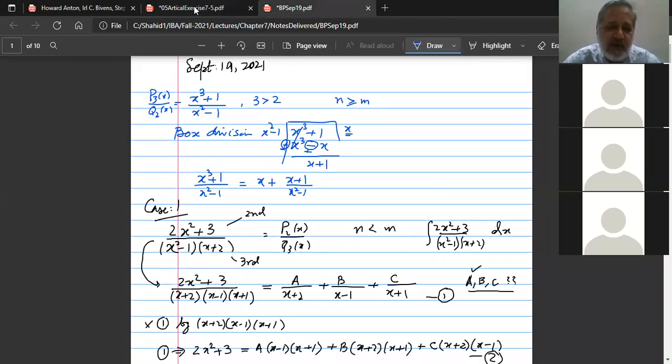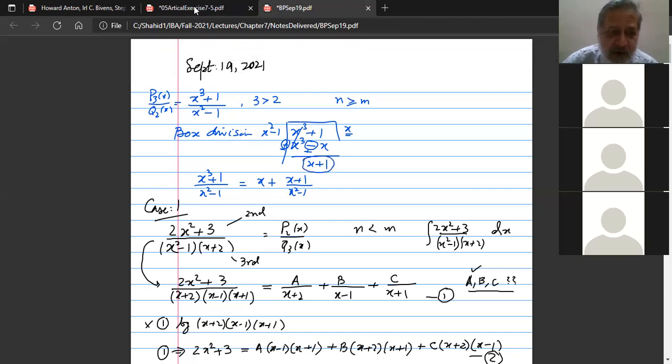This is a situation: x cube plus 1 upon x square minus 1. So the numerator's degree is more than the denominator's, so we go to box division. We divide x cube by x square minus 1. I hope you know this box division. In one step, when we multiply x by x square minus 1, we get x cube minus x. Subtracting x cube minus x from x cube plus 1 leaves x plus 1. Now this is the remainder and its degree is now less than the degree of the denominator.